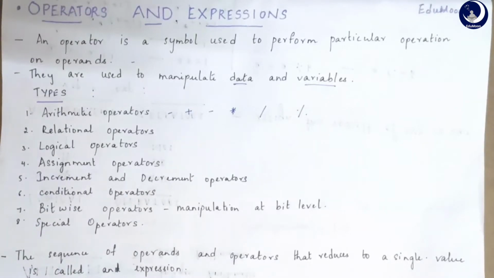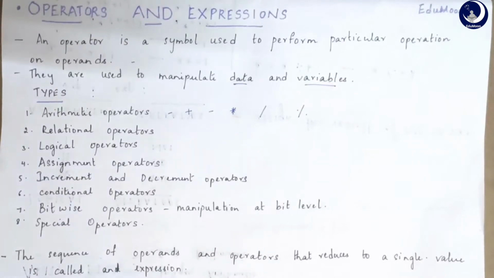Today we are going to discuss the second part of the lecture, which includes operators and expressions. Operator. An operator is a symbol used to perform particular operation on operands. What are these operands? Operands are nothing but the data and variables. Operators are used to manipulate this data and variable.